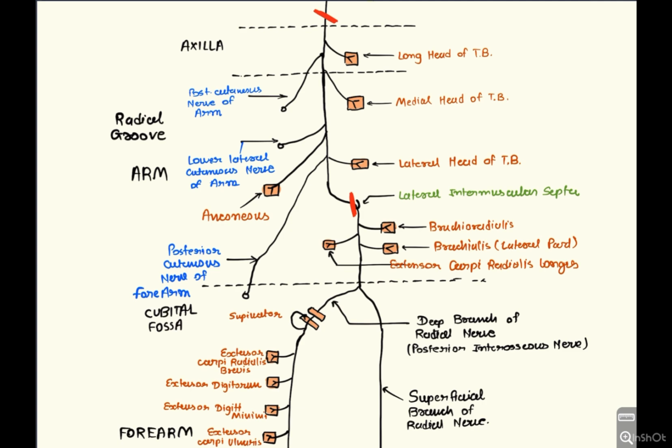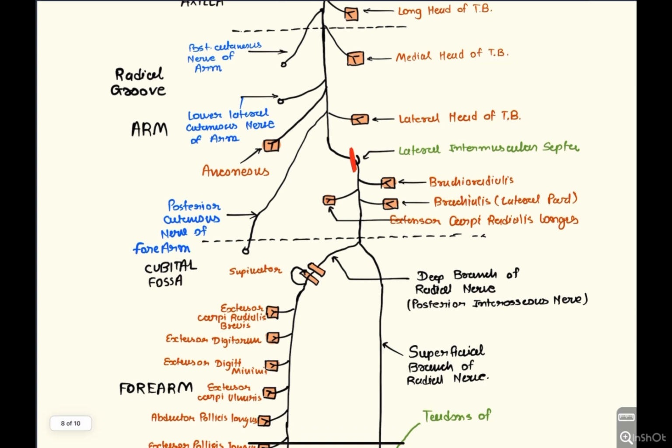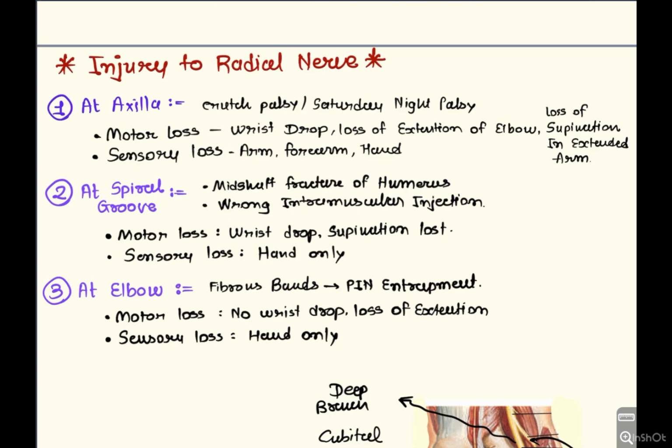So now try to understand, the triceps brachii are already supplied by the radial nerve, but I have injury at this part. So there will be no loss of extension of elbow because triceps brachii are intact, but there will be wrist drop because all the muscles of back of forearm are paralyzed. Now the motor loss will only be the wrist drop and the supination loss because of paralysis of these muscles, and the sensory loss will only be restricted to the hand because the posterior cutaneous nerves of arm and forearm are already given off in the axilla, before the spiral groove.